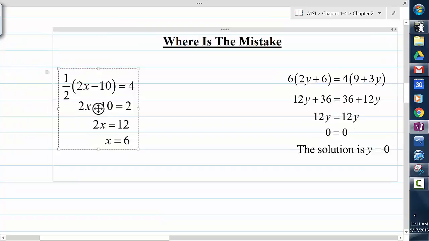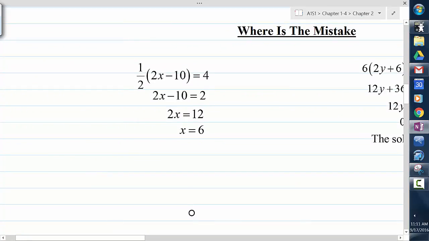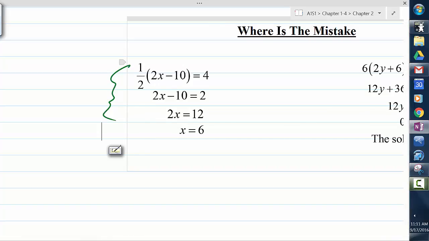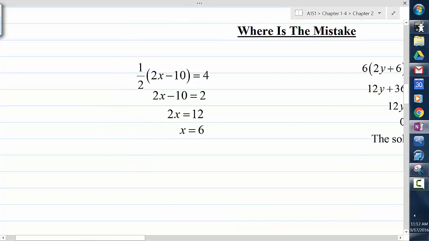Pause the video and let's do this one first. So this one right here, I want you to find my mistake and come back and we'll discuss it. Now remember how I said that I like to multiply both sides by something to get rid of that fraction? It's exactly what I did.